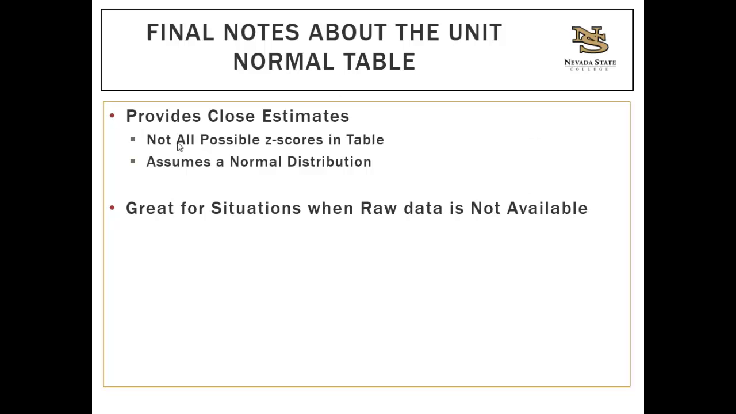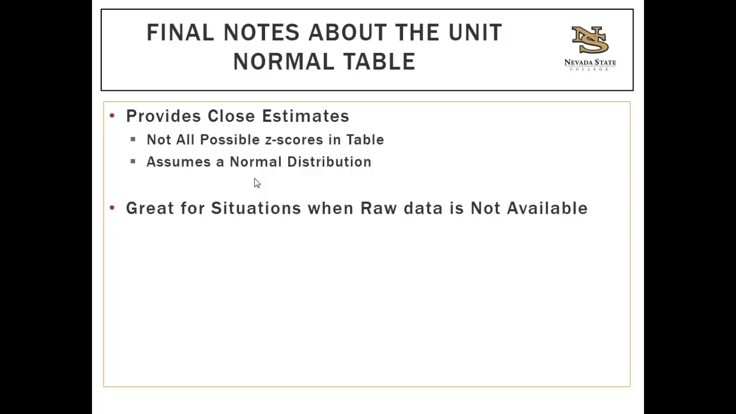It provides close estimates. So if we had every single possible z-score in that table, it would be really, really long table. Now there's programs that you can use to figure out the exact z-score, but for our purposes, when we're doing it by hand manually, that table is good enough. So again, not all possible z-scores are in the table, and it assumes a perfect normal distribution.